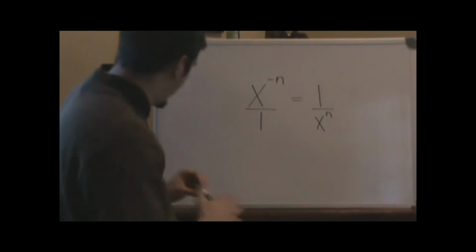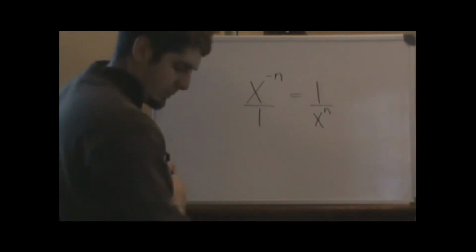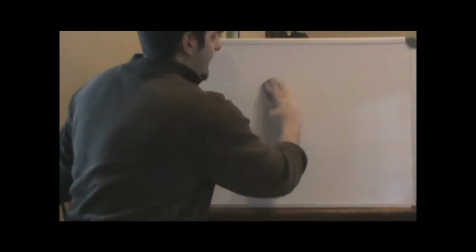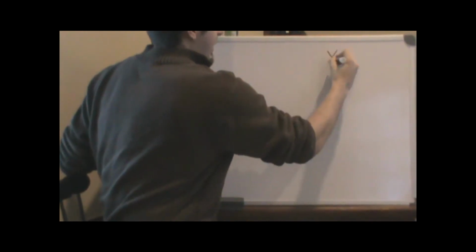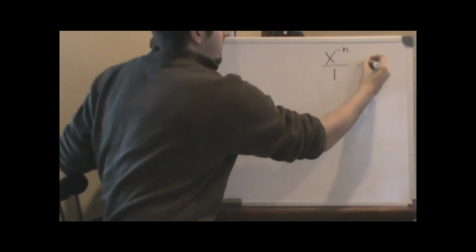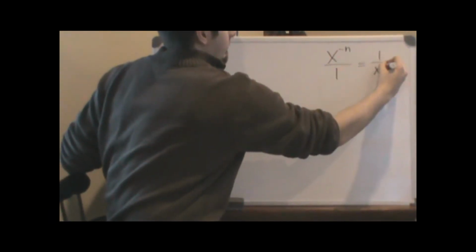And just to show you what that looks like with numbers, I'll do some examples with actual numbers. I know some people have trouble following the variables. So I'm going to put the formula up here in the corner. We have x to the negative power over 1. It equals 1 over x to the positive power.